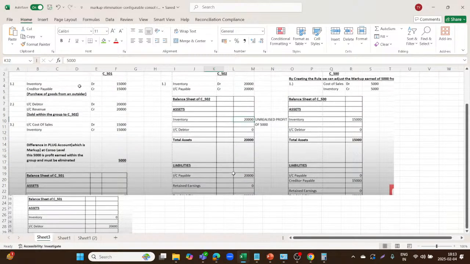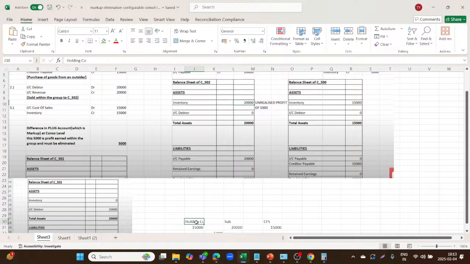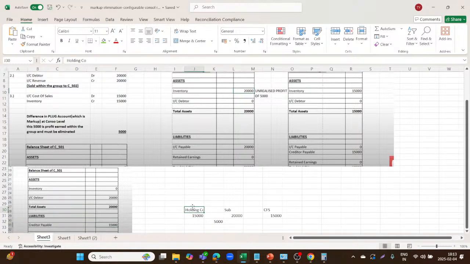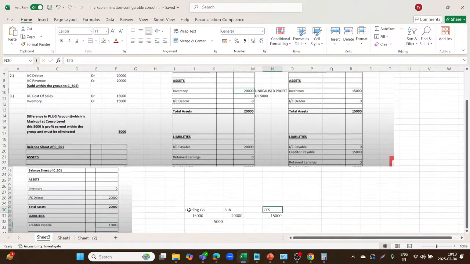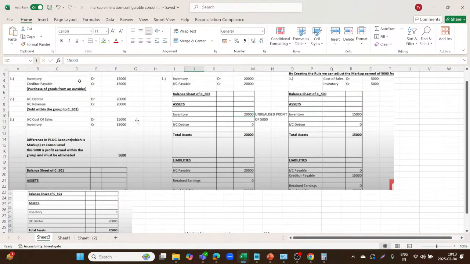Okay, so let's start. We'll first see the transactions the holding company has done, then we'll see the transactions the subsidiary has done, and then we'll see what we get in the consolidated financial statement. So inventory, as we have seen, 15,000 has been purchased by the holding company, so 15,000 has been recorded, and creditor payable has been credited with 15,000.